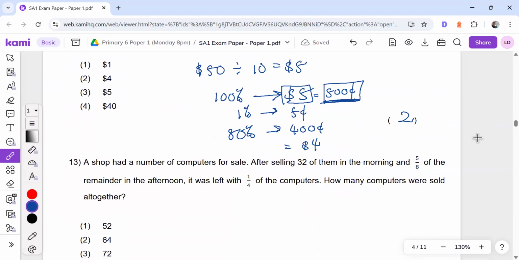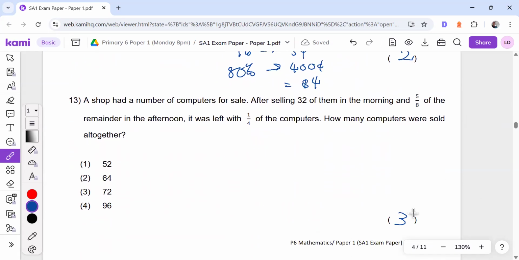Question 13. Now, question 13, we have done it before already. So if you still get it wrong, another chance to understand. Okay, let me ask. Time to ask somebody. Okay, Bailing, can you tell Mr. Ong?